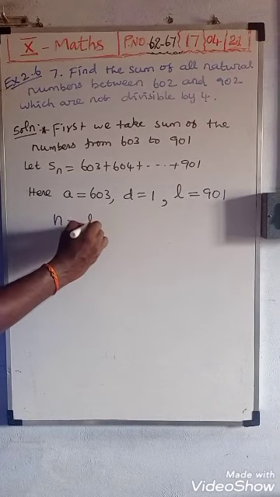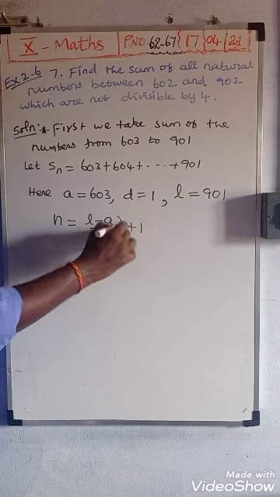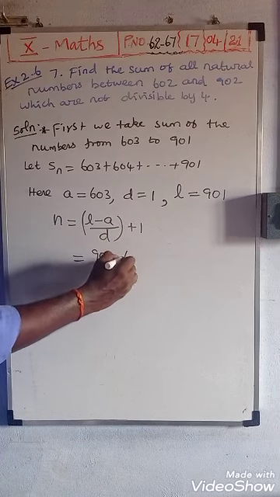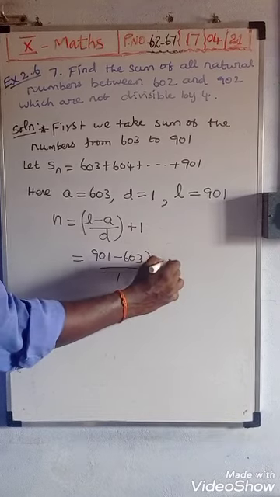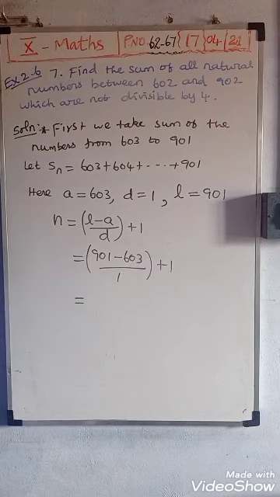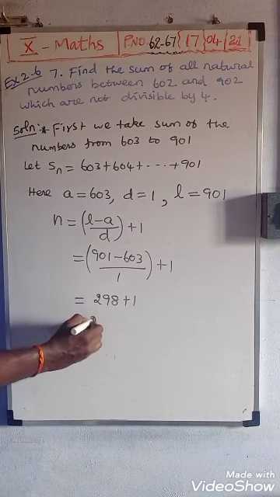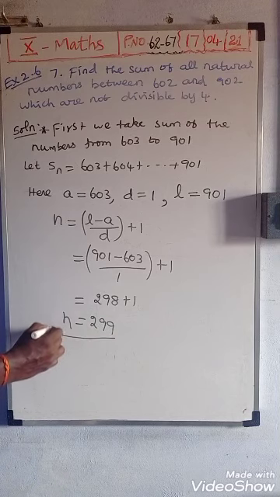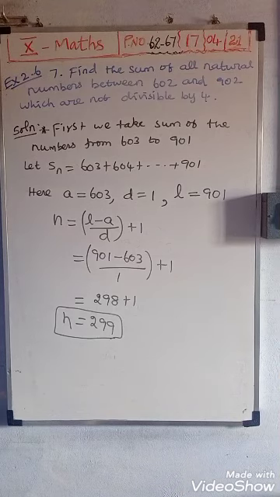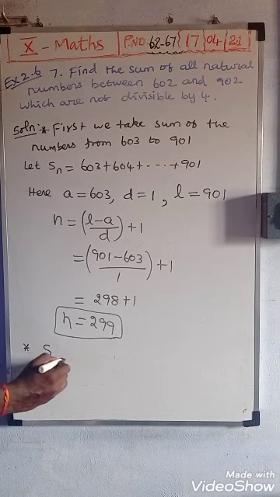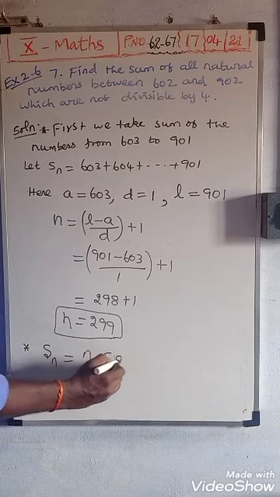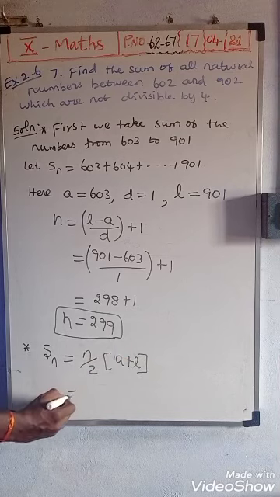So we know the formula, n is equal to (L minus a) divided by d, plus 1. The last term 901 minus 603, divided by 1, plus 1. Subtracting, we will receive 298. 298 plus 1 we will get 299. Totally, from 603 to 901 there are 299 numbers. Therefore these 299 numbers should be added, so we know that Sn is equal to n by 2 into (a plus L).